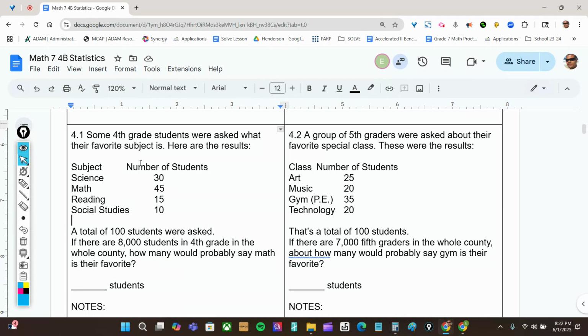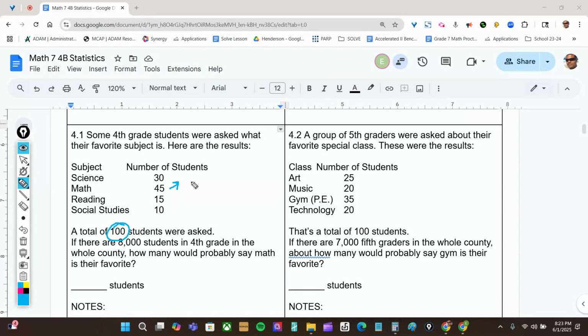All right, next question. Some 4th grade students were asked what is their favorite subject? Here are their results: science 30, math 45, reading 15, social studies 10. A total of 100 students were asked. So if there are 8,000 students in fourth grade in the whole country, how many would say math is their favorite?